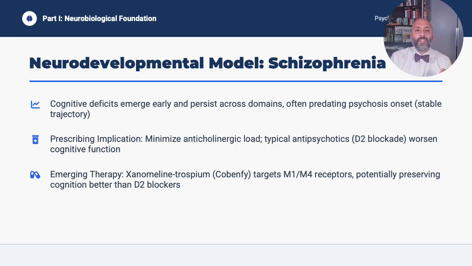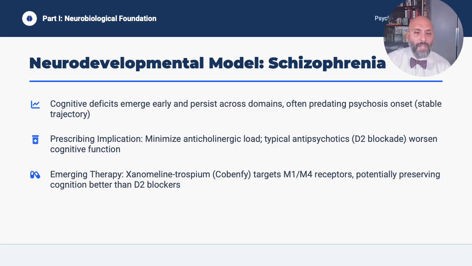Because cognition is already fragile, medications that worsen cognitive function matter more in schizophrenia than in any other primary disorder. And typical antipsychotics, which strongly block D2 receptors, slow thinking and worsen executive function and flatten motivation and processing speed. And on top of that, they come with an anticholinergic burden, whether from medications like benzodiazepines or polypharmacy, that further impairs memory and attention. So in schizophrenia, symptom control should ideally not come at the cost of making cognition worse.